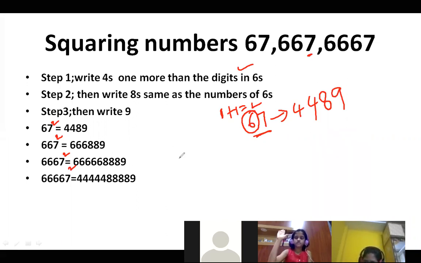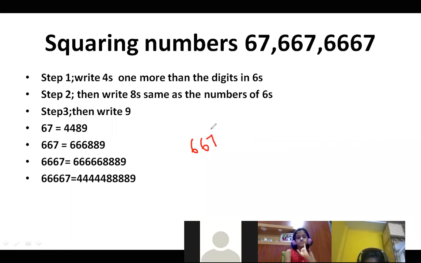Take another one. See, 4s one extra, same number 8s. 667. Okay. How to square this one? Sorry, 667. I will write once again.